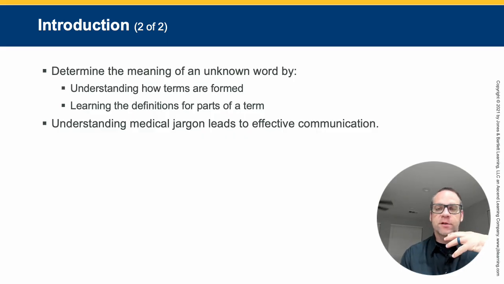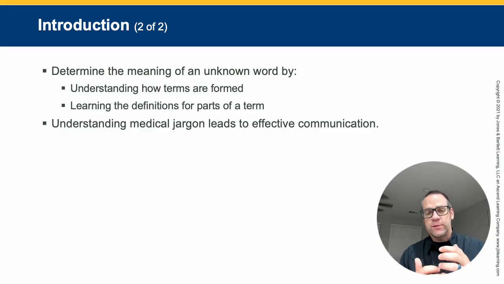For example, the word hypoglycemia. It might sound intimidating, since this is the first time you're hearing these words, but once you know that the prefix hypo means low, glyc, the word root, refers to sugar, and emia, the suffix, means a condition of the blood, you can determine that the term means low blood sugar.